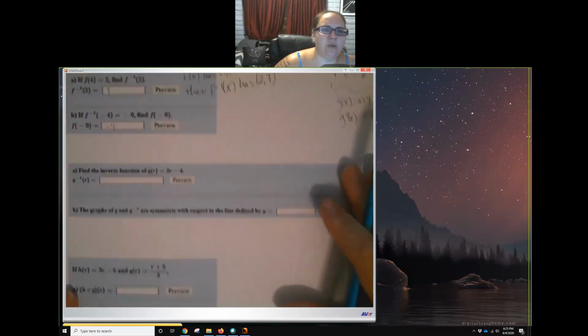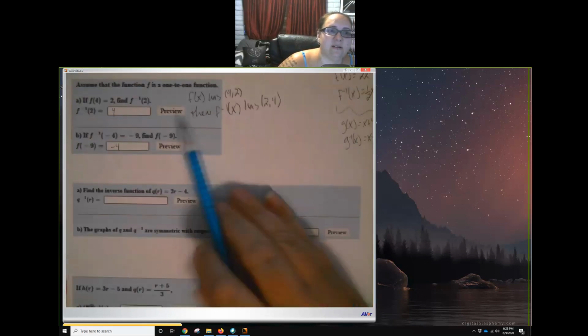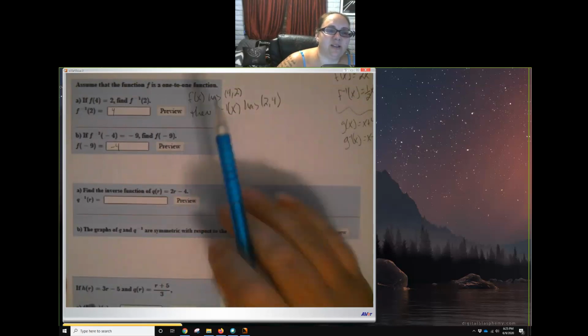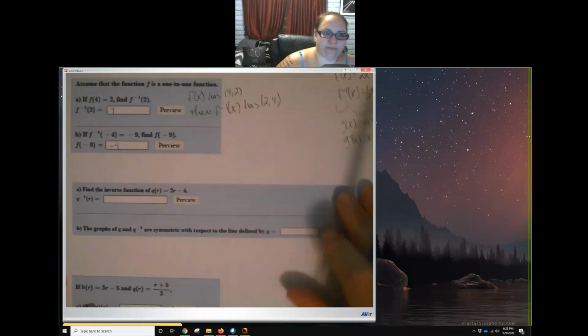A note that only one-to-one functions have inverses. If a function is not one-to-one, it does not have an inverse.